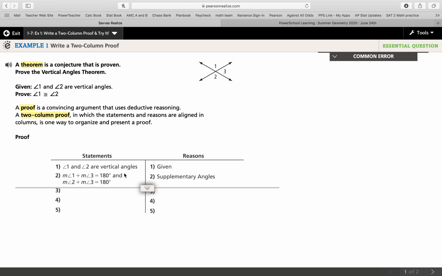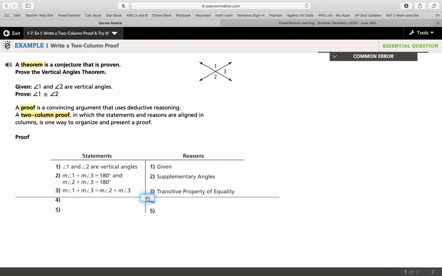Again, we're looking at numerical values, so we need to put a little m in the front. So it's the measure of angle 1. Then we can continue on. Well, according to the transitive property of equality, the measure of angle 1 plus the measure of angle 3 is equal to the measure of angle 2 plus the measure of angle 3, because both of these are 180 degrees. They're supplementary. All right? Then we can go ahead and subtract the measure of angle 3 from both sides. So if I subtract angle 3 over here and subtract angle 3 over here, by the subtraction property of equality, then you have the measure of angle 1 is equal to the measure of angle 2.